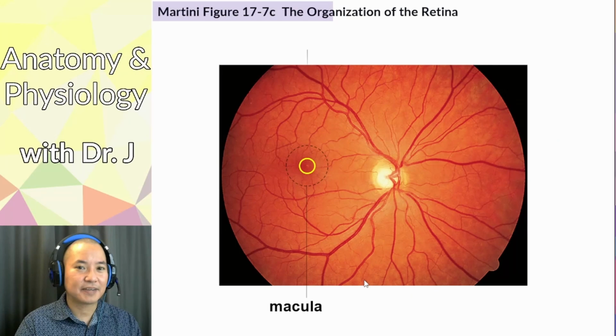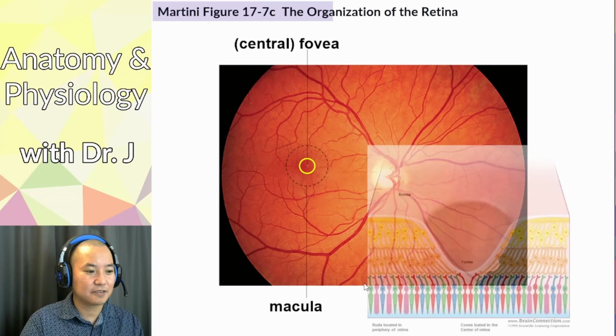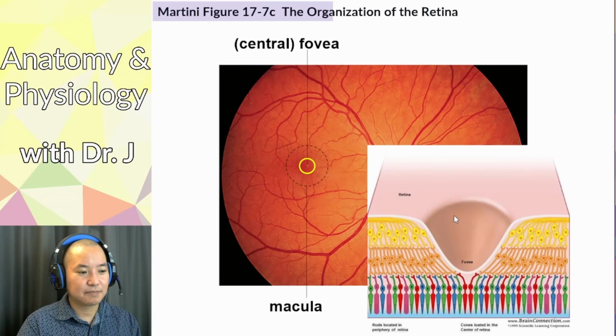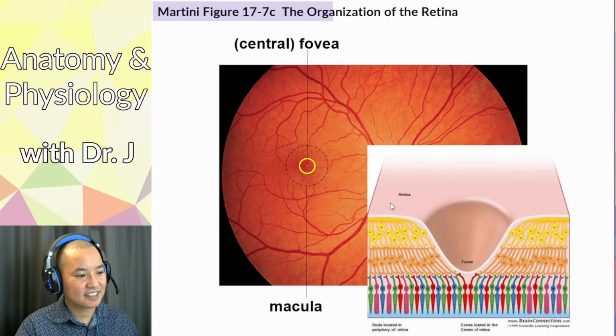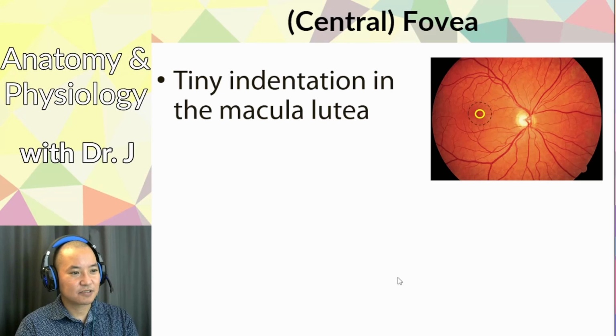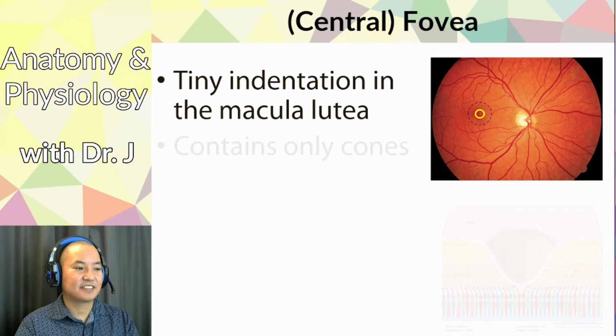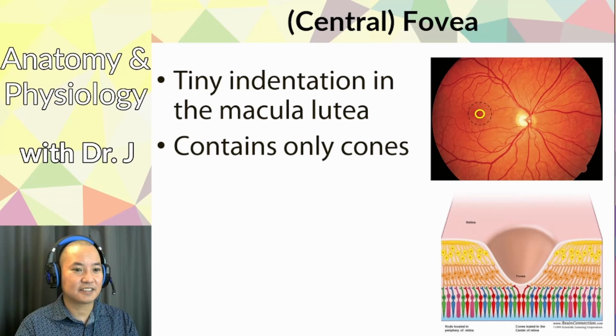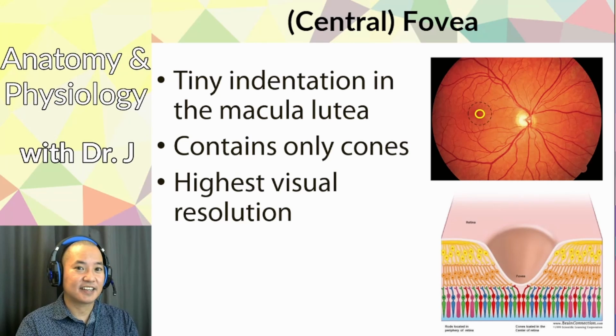Now, in the middle of the macula, you have something called the central fovea, or sometimes just fovea. The fovea is a little pit, an indentation, and you can see that right here. The cool thing is that it contains all these things called cones, and let's talk about rods and cones. The central fovea is a tiny indentation in the macula lutea. It only contains cones, and this has the highest visual resolution.